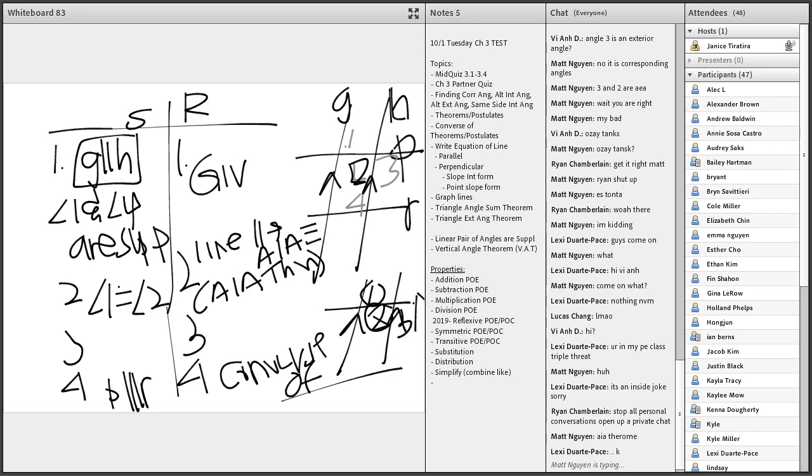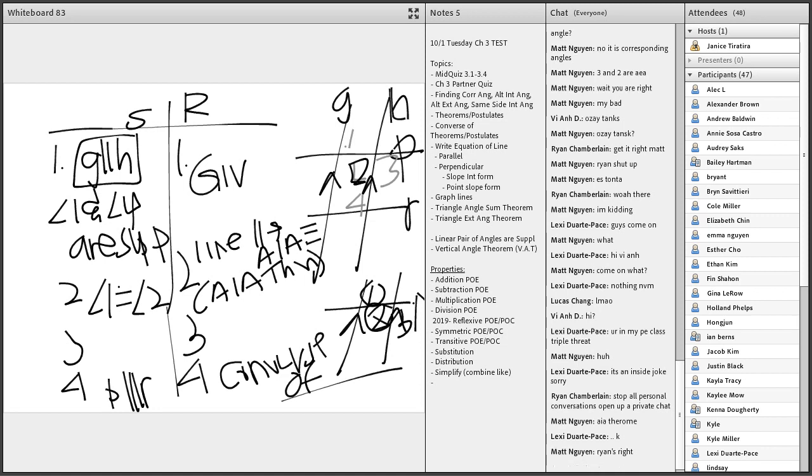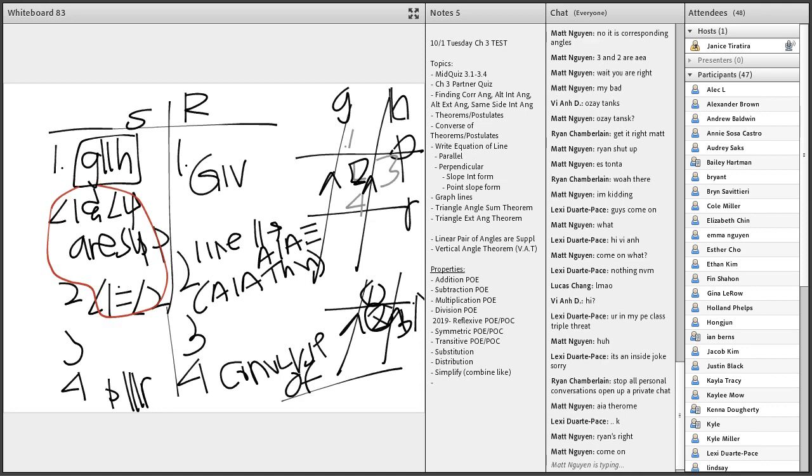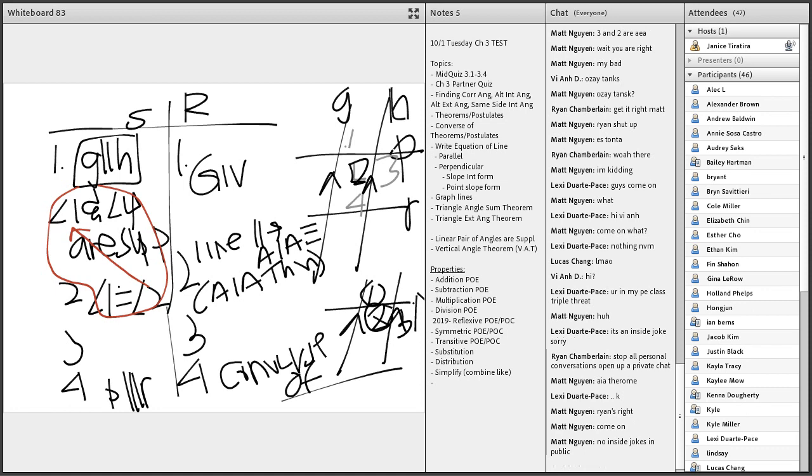So I have to say, well, what can I use from my other givens, these two? What if I substitute angle 2 here? Then that means angle 2 instead of 1, so 1's gone, and angle 2 and angle 4 are supplementary. And that's substitution.